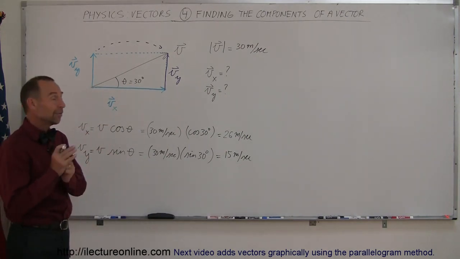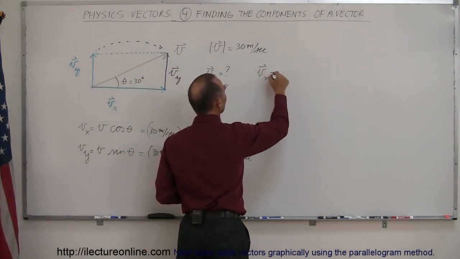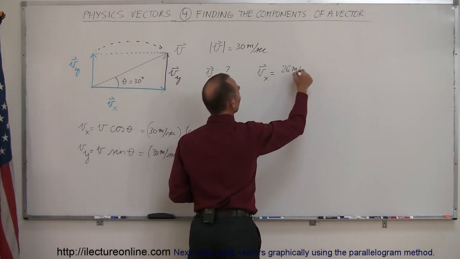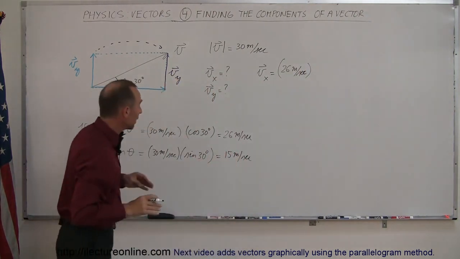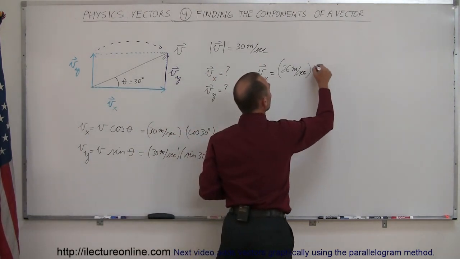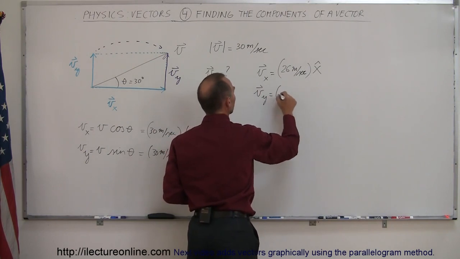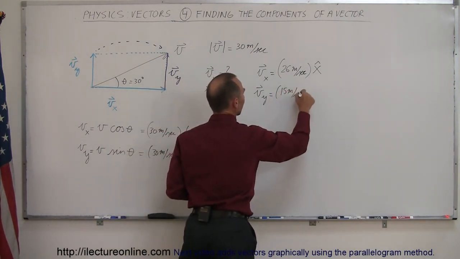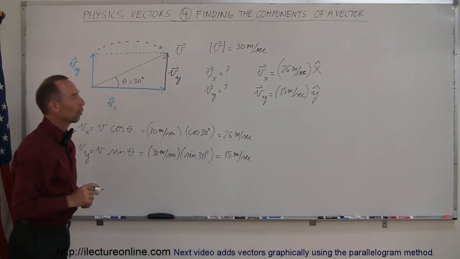So if I want to write that in a vector format, I can write that v sub x is equal to the magnitude, which we have here, 26 meters per second, times the unit vector in the direction that it's pointing. And since it's pointing in the positive x direction, I write that as the unit vector in the x direction. V sub y is equal to, in this case, 15 meters per second. And since it's pointing in the y direction, I'll draw the unit vector y.